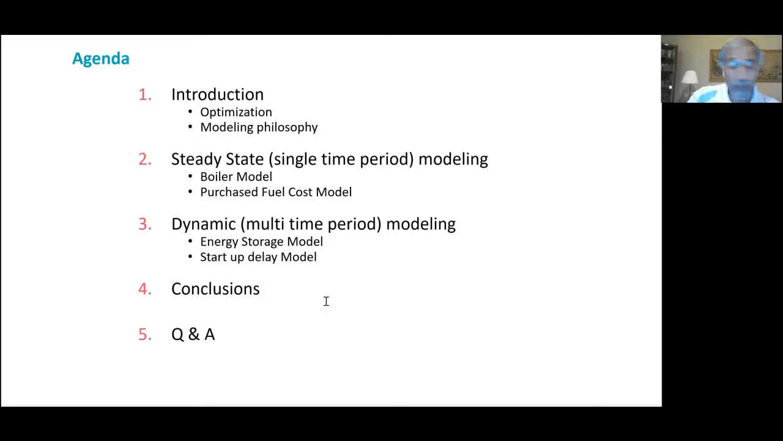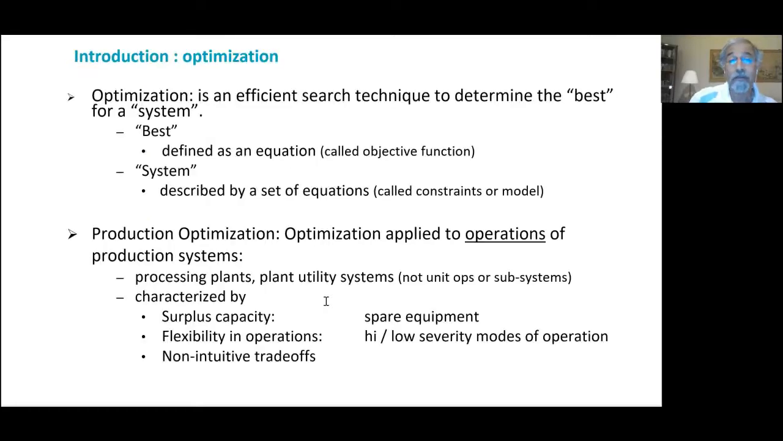So what is optimization? Optimization is an efficient search technique to determine the best for a system. And the best is defined as an equation called an objective function, typically maximize profit or minimize cost. And the system is defined by a set of equations called constraints or model.